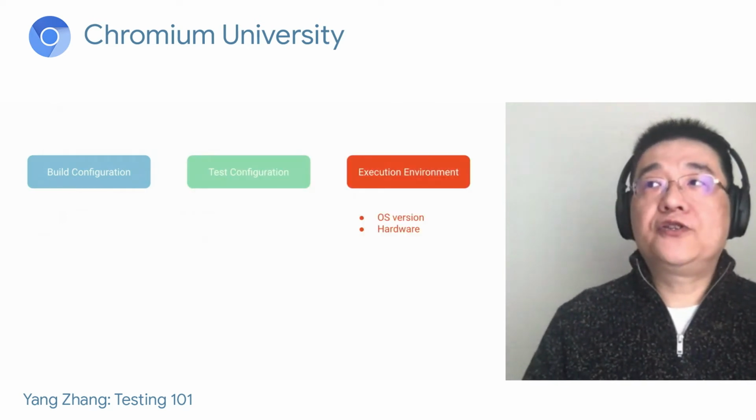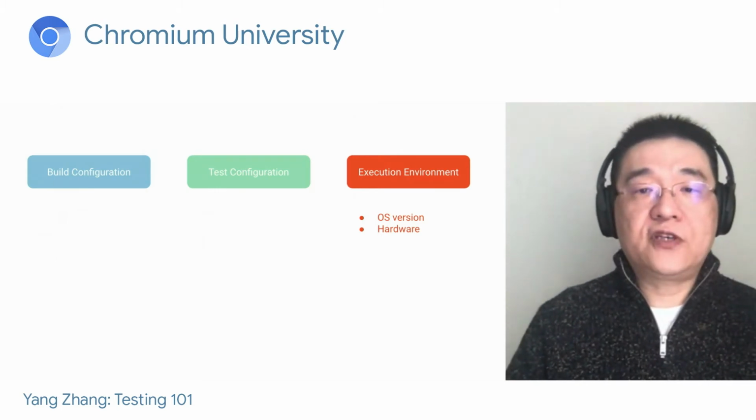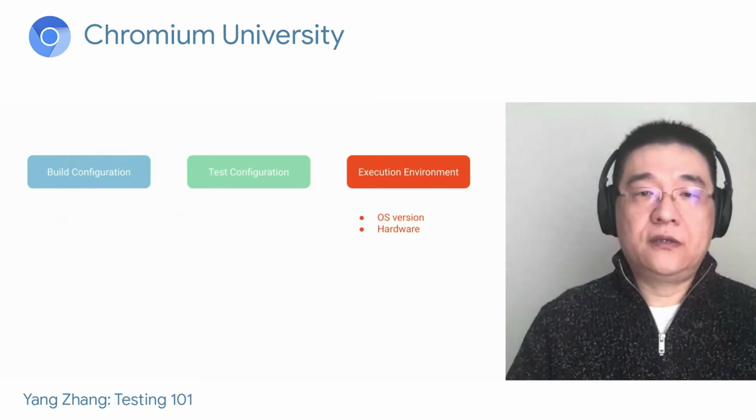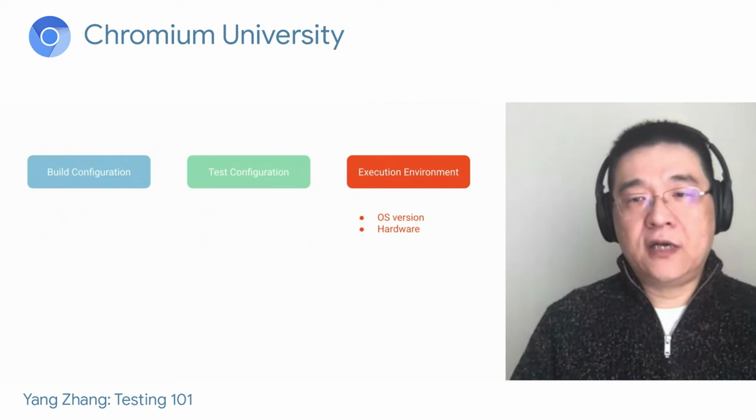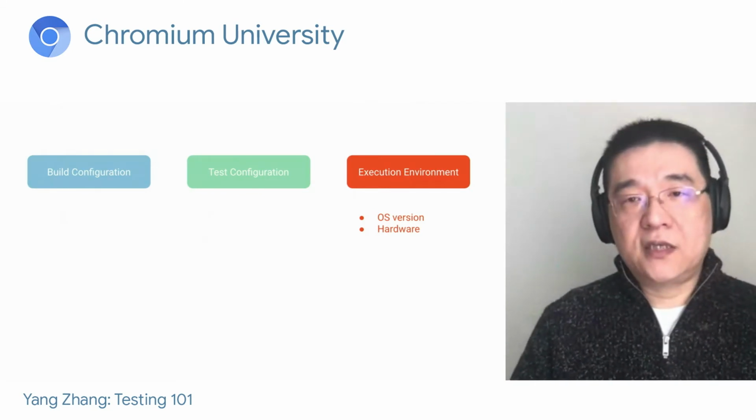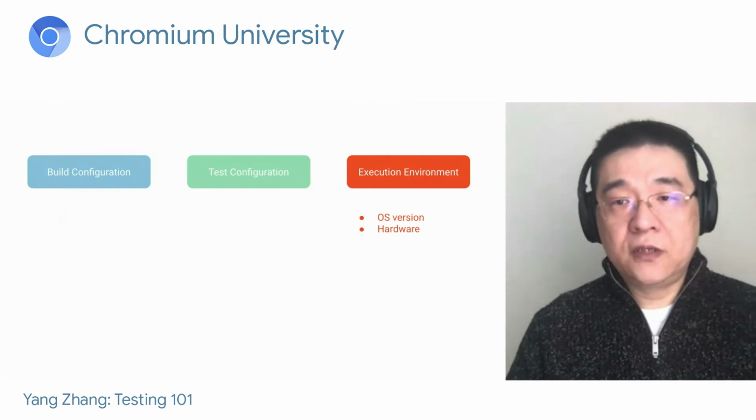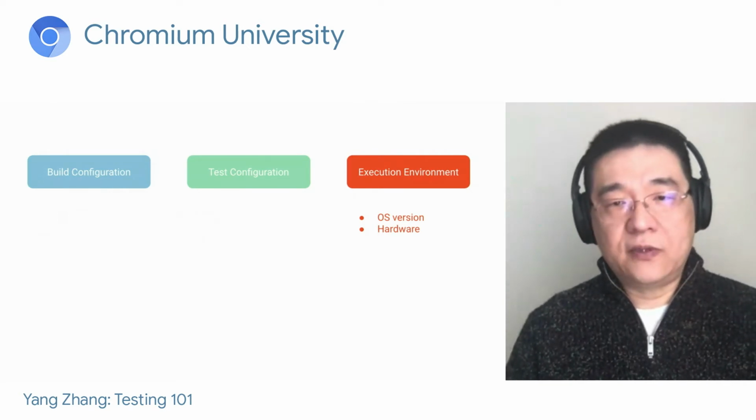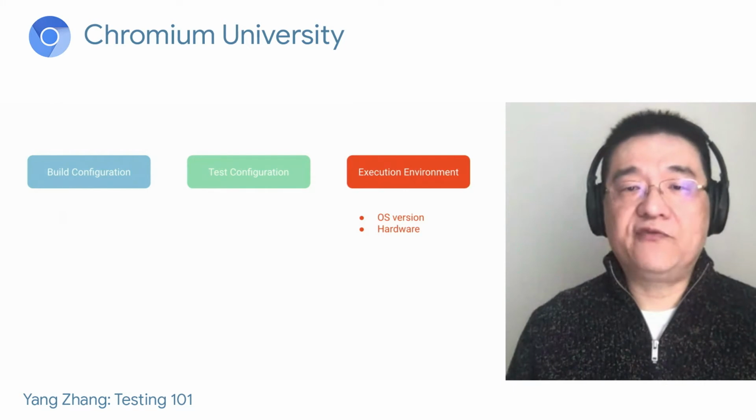Next one is the execution environment. That is the OS version. It could be different OS versions like Android L, M, Q, or P. And the hardware. Hardware is specific to the GPU, or if you need some specific hardware, you put it in the configuration here.